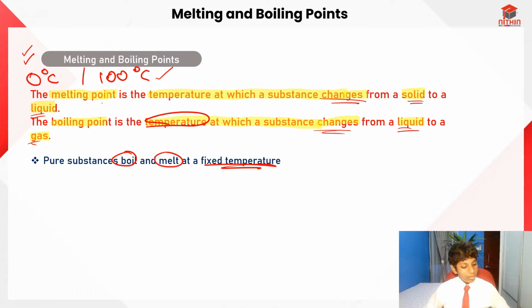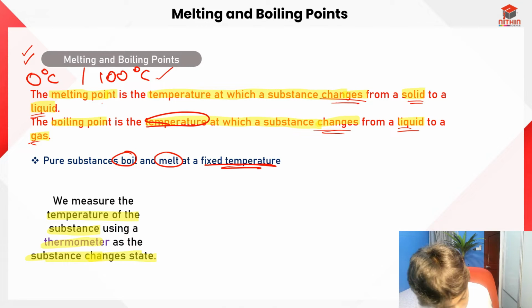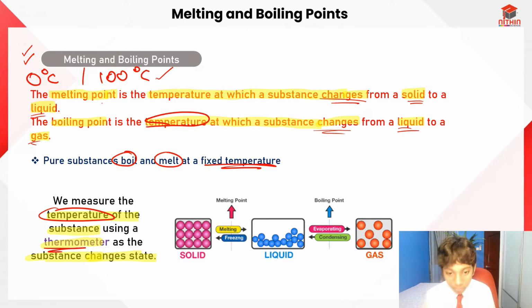So next, I hope you understood this part over here. Now let's move on. We measure the temperature of a substance using a thermometer as the substance changes state. So while the substance is changing state, we measure the temperature of it using a thermometer.